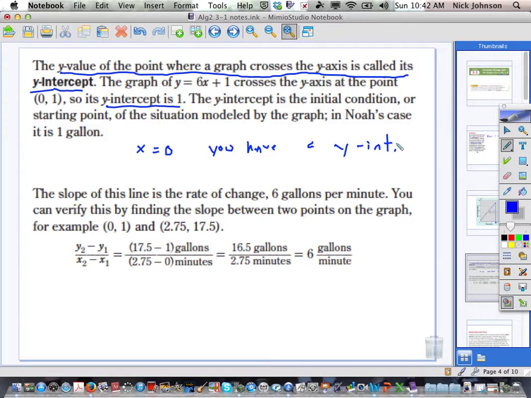The slope of the line is the rate of change, 6 gallons per minute. That was my slope. You can verify this by finding the slope between 2 points. They picked 2 points, 0, 1, and 2.75, 17.5. y2 minus y1, 17.5 minus 1 gives me 16.5. x2 minus x1, 2.75 minus 0, gives me 2.75. 16.5 divided by 2.75 gives me 6 gallons per minute. It should be easy for you.